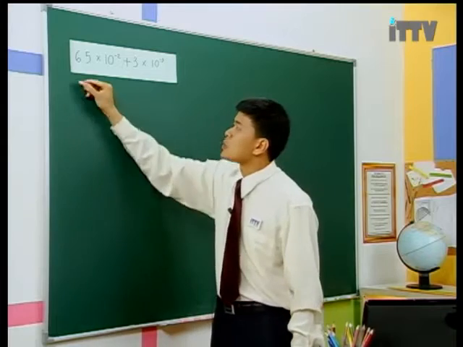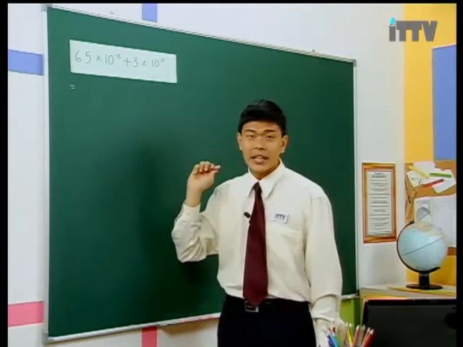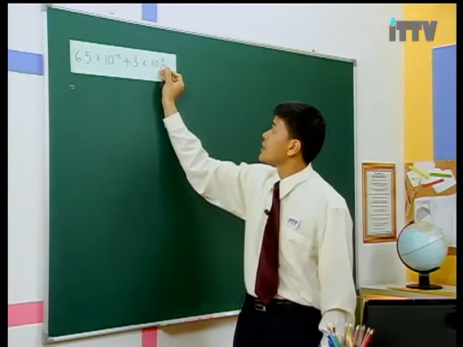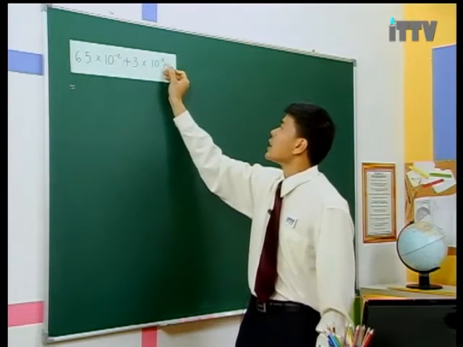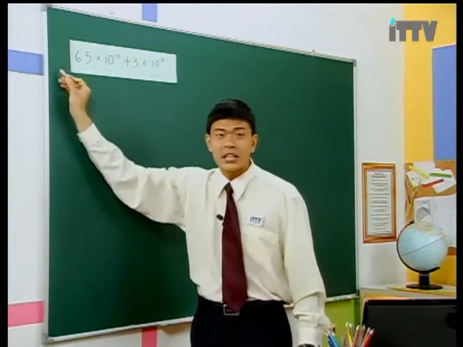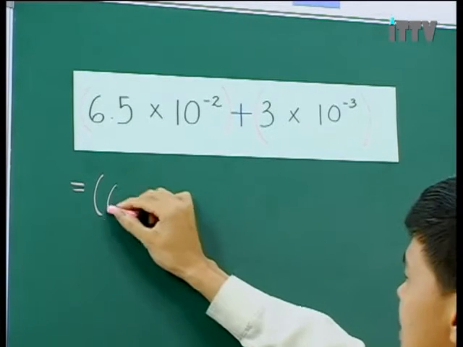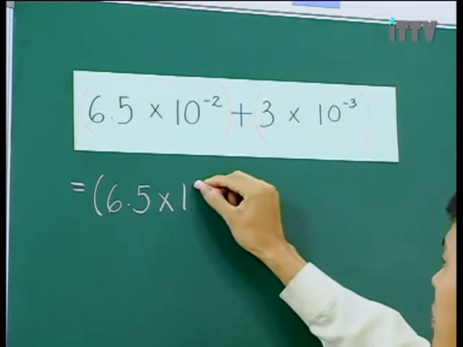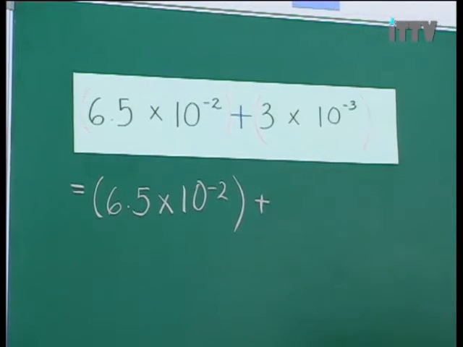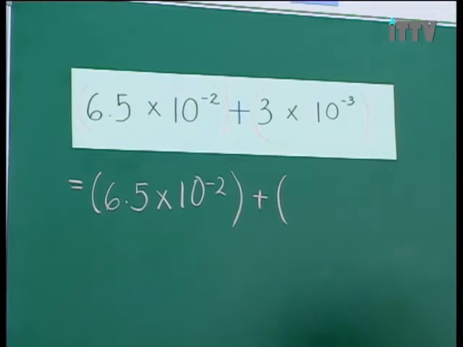So our second step is we must convert and standardize it so that both numbers have the same index. In order to do that, look at the smaller index. Negative 3 is smaller than negative 2, and now we are going to change from negative 3 to negative 2. So for the first number in standard form, we don't have to do anything because it is fine the way it is: 6.5 times 10 to the power of minus 2. Now for the second one, we have to convert it from minus 3 to minus 2. So we must edit it a bit.